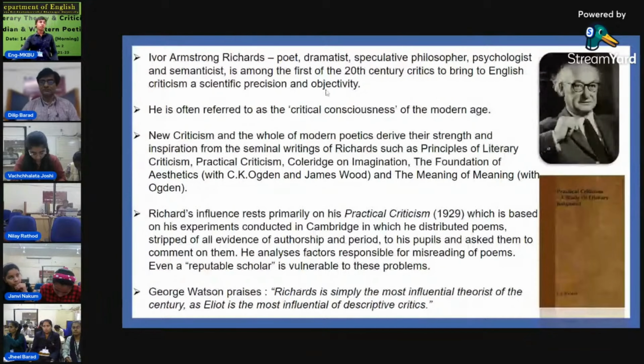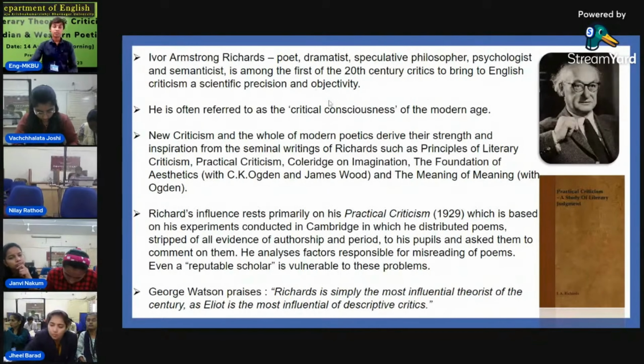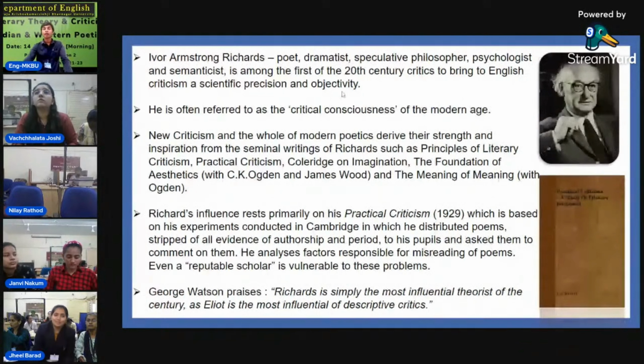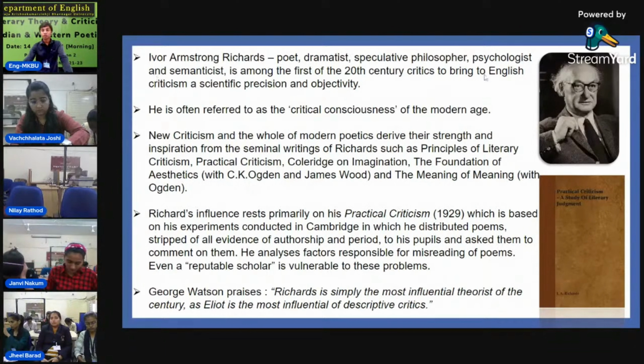So objectivity is what we have from John Crowe Ransom, that we should be free from personal bias and historical bias. Personal bias means the personal fallacy, and historical bias is also the historical fallacy. So we should be free from that, and by that we have to judge any literary text. We all know that Richards did an experiment with the students: he removed the name and date of the poems, and then gave them to the students to analyze. So it adds to the analytical skill of the students. So this is precision and objectivity.